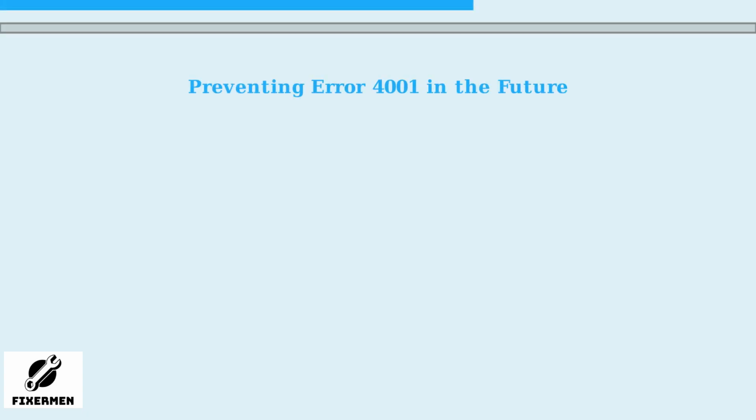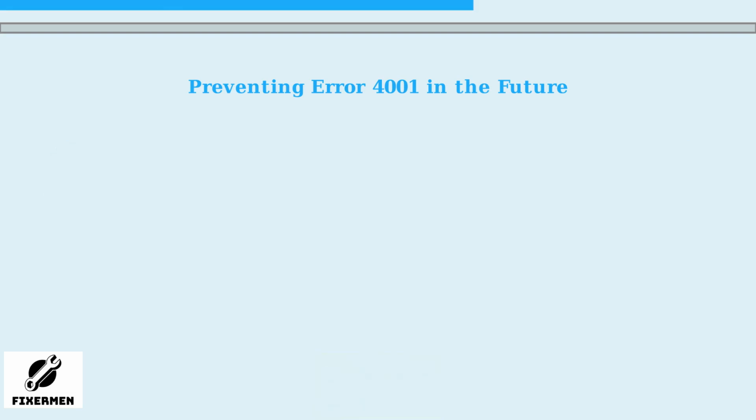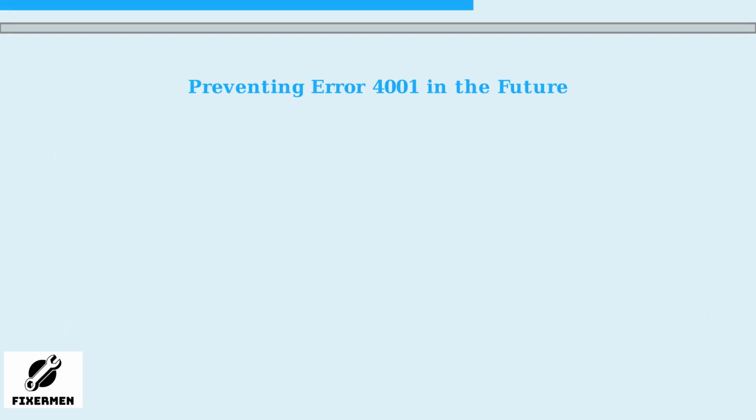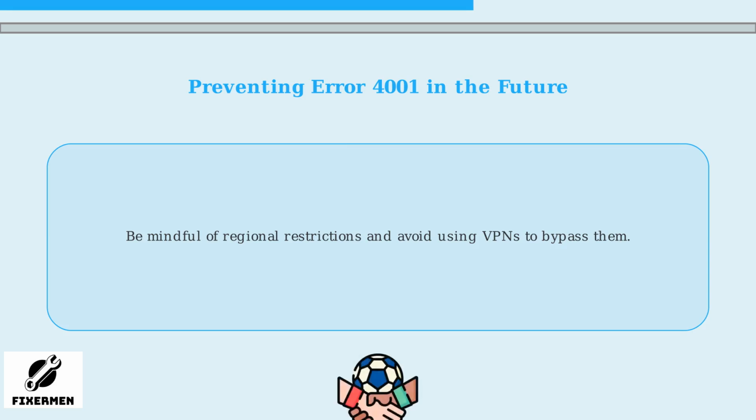To minimize the risk of encountering Error 4001, enable two-factor authentication on your account for added security. Avoid using any third-party tools or modifications that could be flagged as cheating software. Always adhere to the game's fair play guidelines and terms of service. Be mindful of regional restrictions and avoid using VPNs to bypass them.